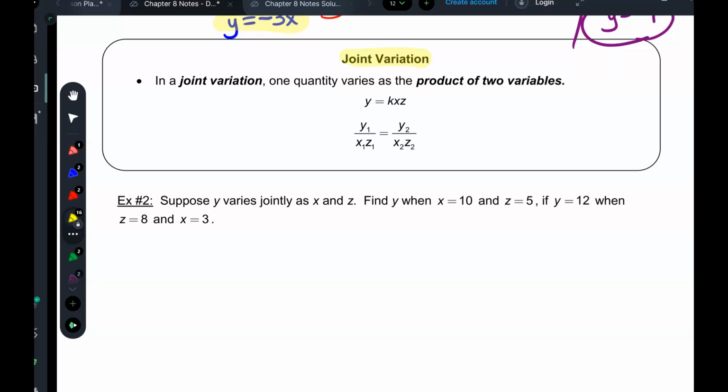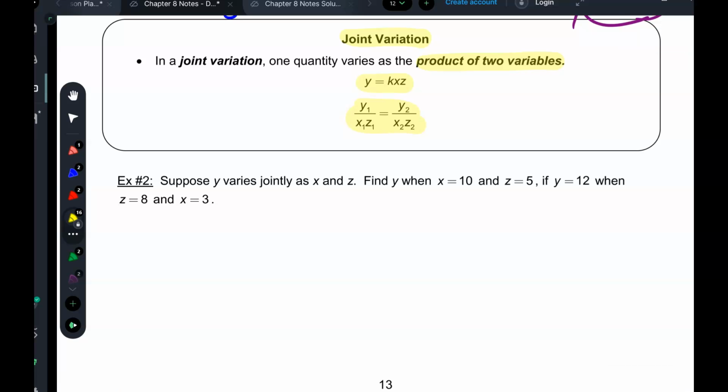All right, joint variation. This is when we have one quantity varying as the product of 2 variables. So here we have the formula. And then this is the formula that it would look like as a proportion. Do you see that?